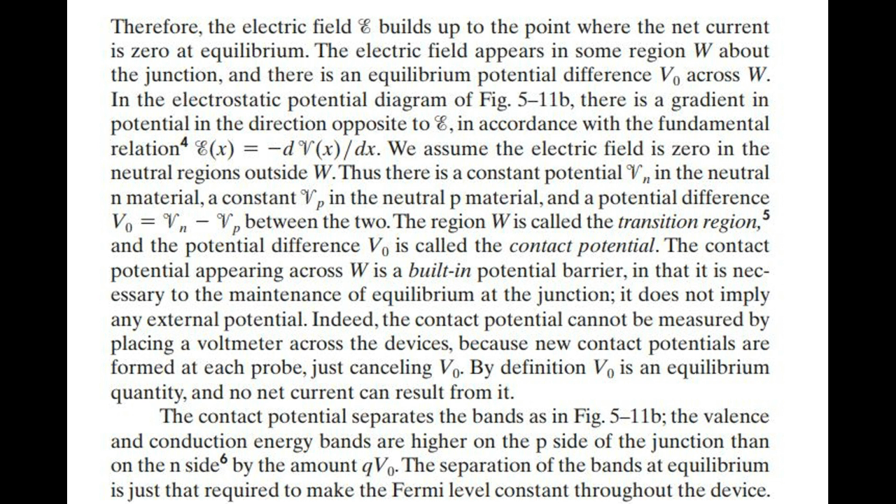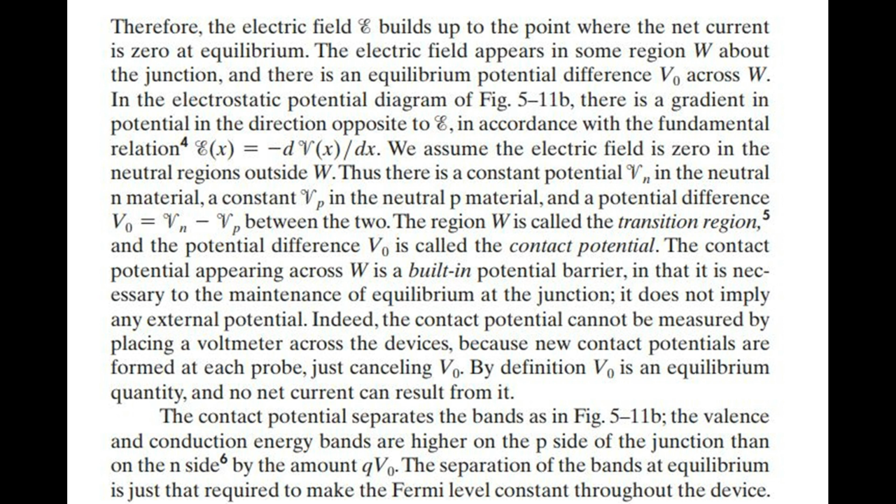The contact potential appearing across W is a built-in potential barrier, in that it is necessary to the maintenance of equilibrium at the junction. It does not imply any external potential. Indeed, the contact potential cannot be measured by placing a voltmeter across the device, because new contact potentials are formed at each probe, just cancelling V0. By definition, V0 is an equilibrium quantity, and no net current can result from it.